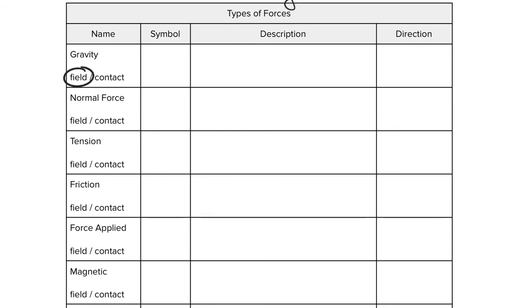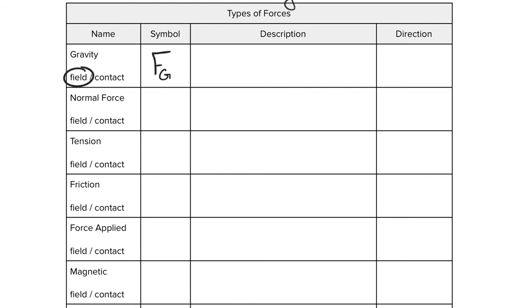We're also going to need to know the symbols for each of our forces because we're going to be drawing some diagrams with them, a little definition, and the direction that they can go. So the symbol for gravity that we're going to be using is F for force. All of these things are going to have F for force, and it's going to have a subscript capital G for gravity. So that's the force of gravity.